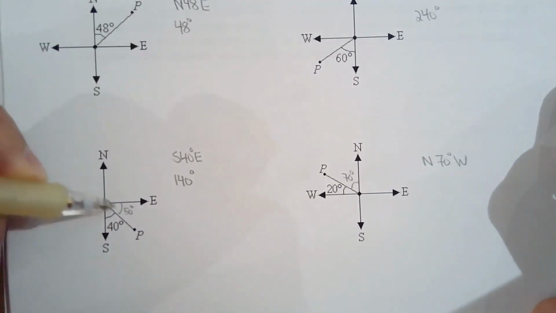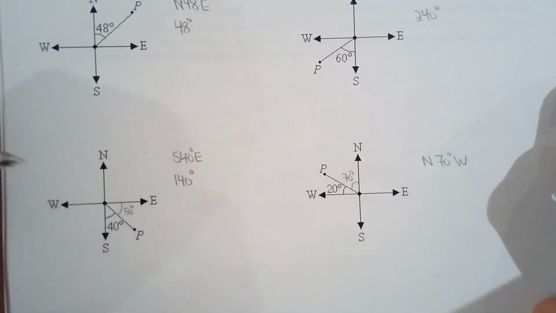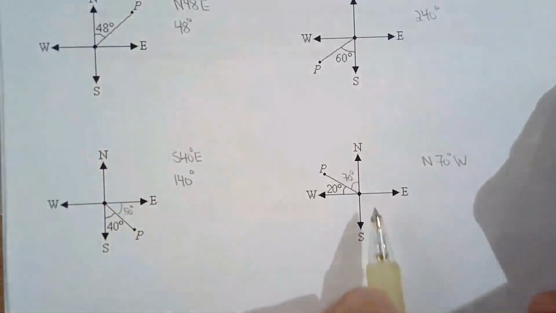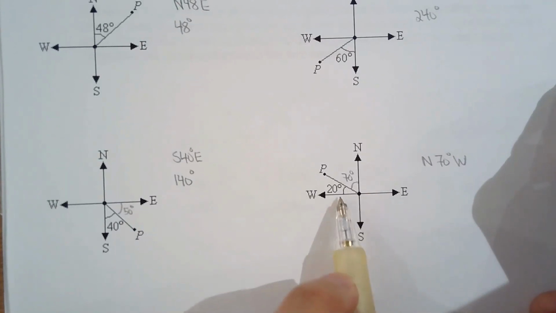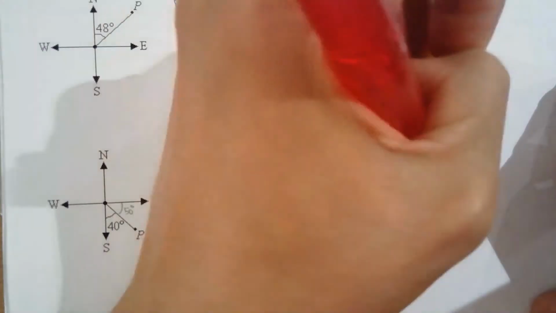Or you could have said, what is supplementary with 40 degrees? So once again, you'll get 140. Okay, last one here, 90, 180, 270, 270 plus 20, 290.